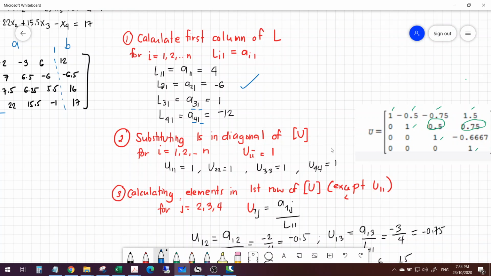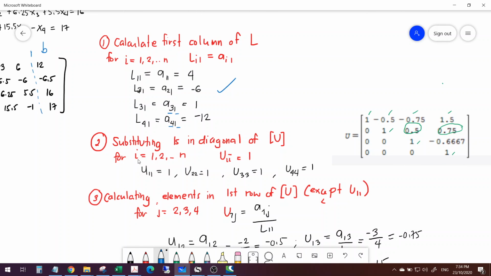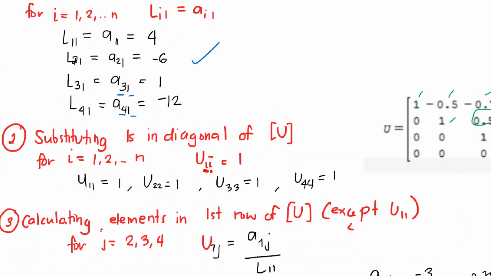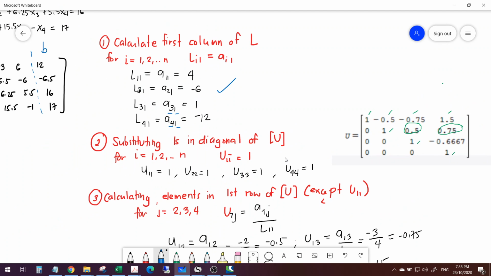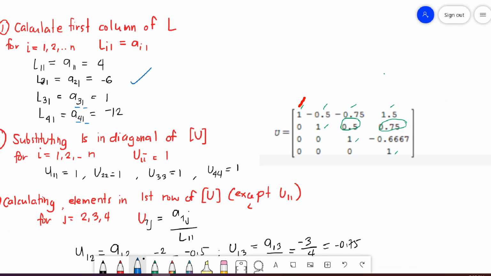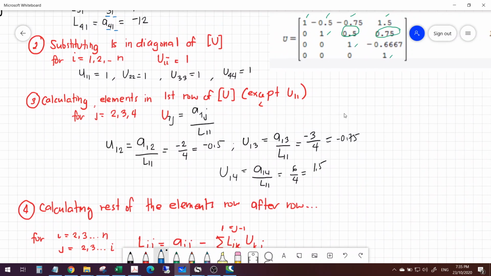For step 2, substitute the ones in the diagonal. So that's very easy. For i equal to 1, 2 to n, Uii is simply 1. So U11, U22, U33, U44, they are all 1. So we're referring to this, the U11, U22, U33, U44. Okay, next, so this is becoming complicated.